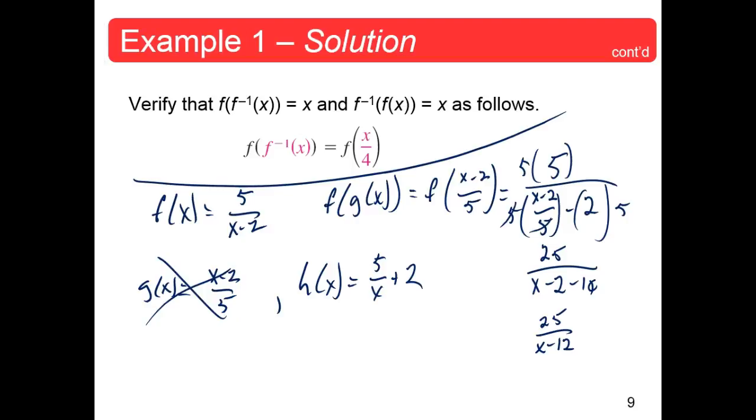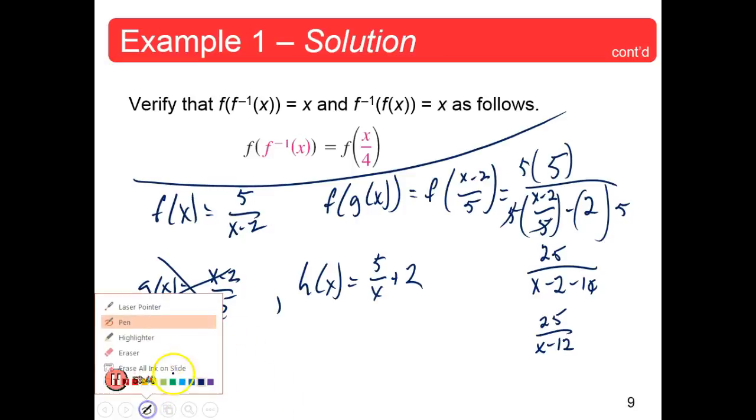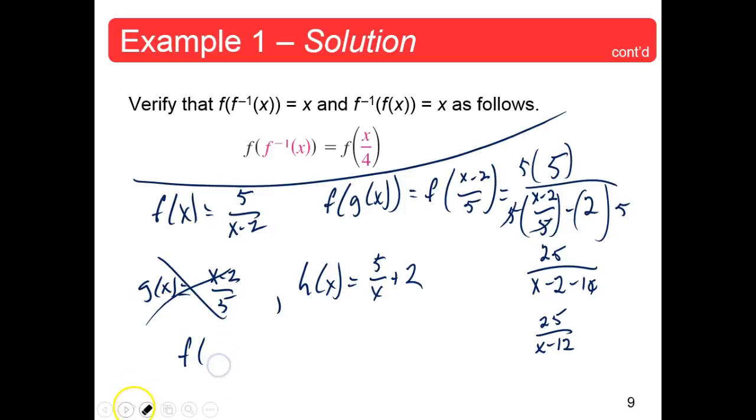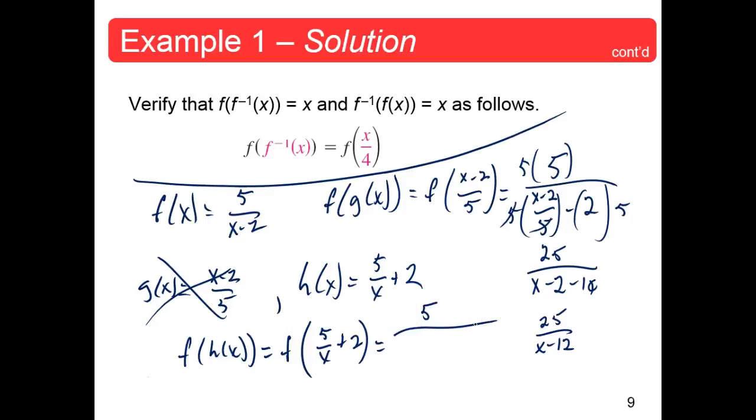Let's try the other one. f of h of x. That's what we're going to try next. And what would that be? f of, what's your h of x? 5 over x plus 2. And what does the f tell you to do? Start with the 5, put it over whatever's in parentheses, 5 over x plus 2, minus 2.